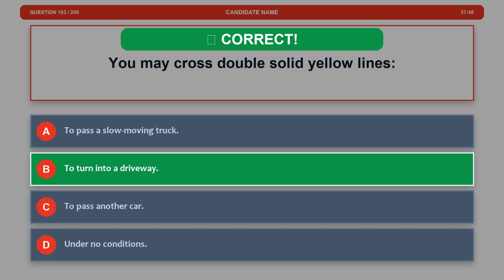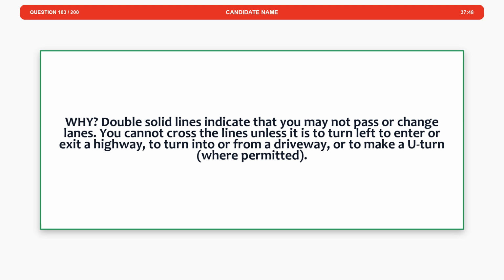The correct answer is option B, to turn into a driveway. Explanation. Double solid lines indicate that you may not pass or change lanes. You cannot cross the lines unless it is to turn left to enter or exit a highway, to turn into or from a driveway, or to make a U-turn where permitted.